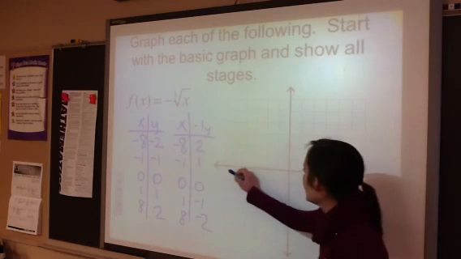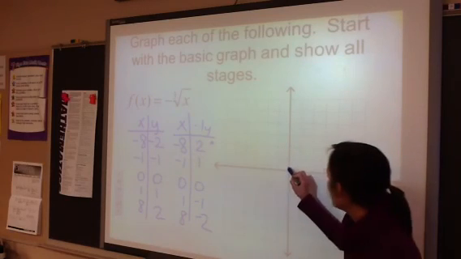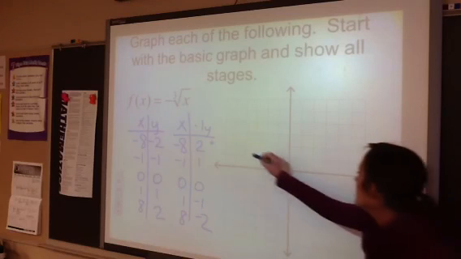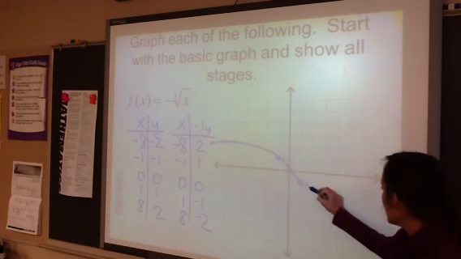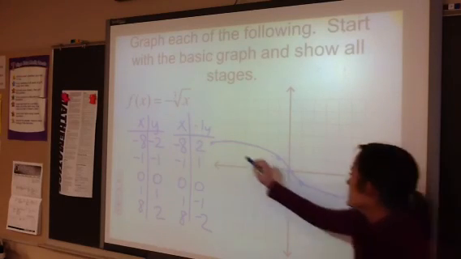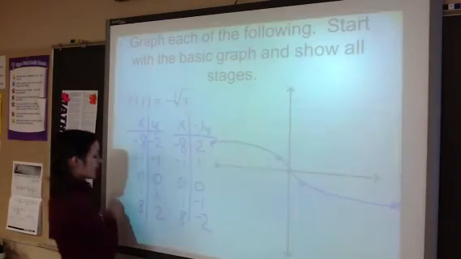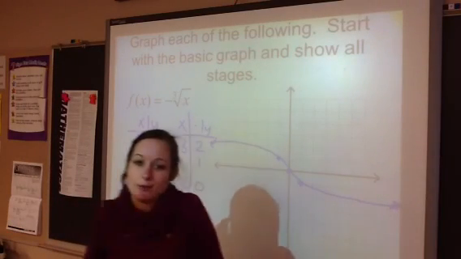We go over to negative 8, and we go up 2. We go over to negative 1 and up 1. So our curve changed across the x-axis. Yay, go you. And that is it for this section. If you have questions, please come with them next time.